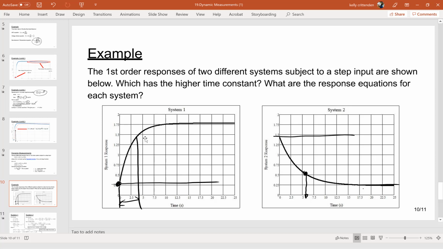So just looking at the graph, you can tell that system 2 has a longer response time. It takes longer to get from your initial value to your steady state value, so it has a larger time constant. That's not a great way to calculate the time constant, but you can just look at them and determine that system 2 has a longer time constant. To calculate them would look something like that.